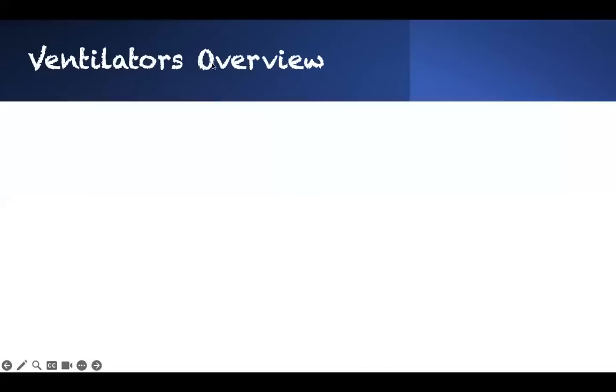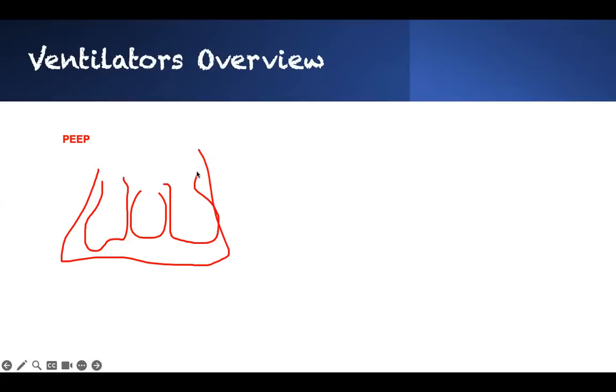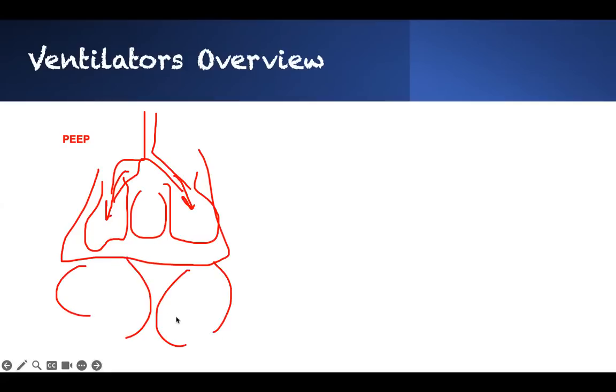Then the second group that we have to think about is the PEEP, positive end expiratory pressure. Think about it. This is your chest, like that. And you have your heart sitting here, and you have your two lungs here, and your trachea going to each of them. As you apply pressure to keep the lung open, the lung gets bigger and bigger. And then your heart gets squeezed in the middle. It will be squeezed, it becomes like that. If it becomes like that, it's not going to function anymore.